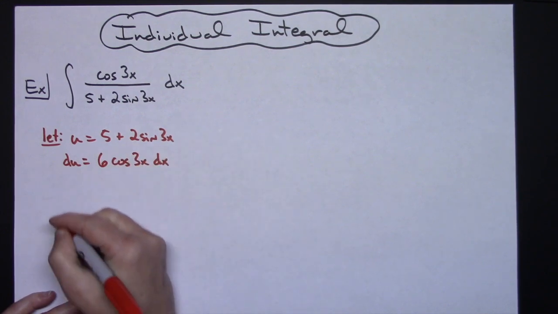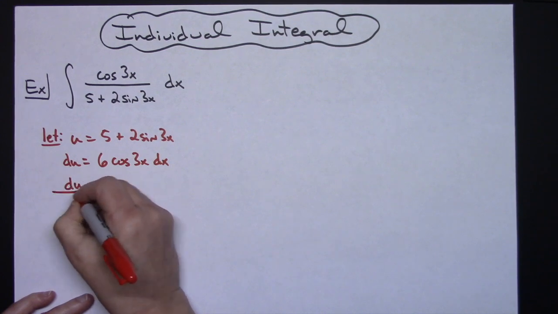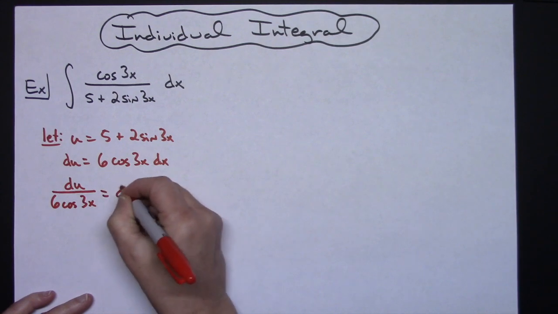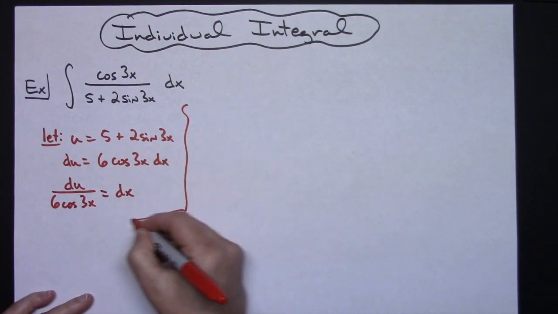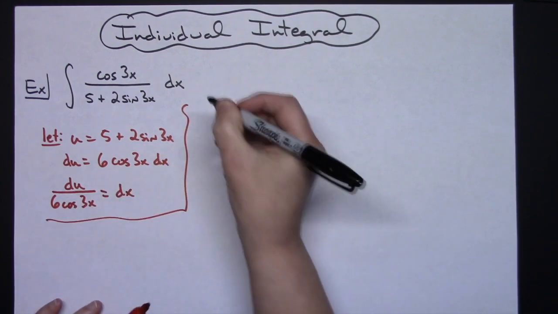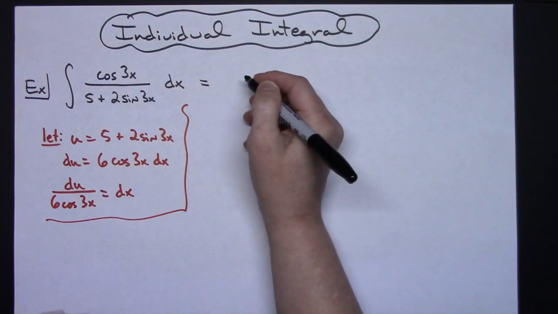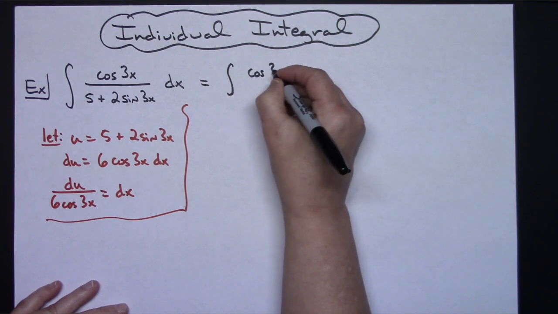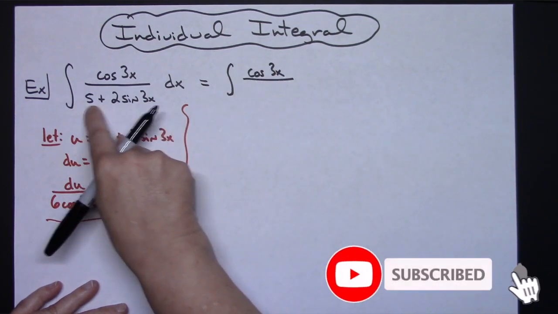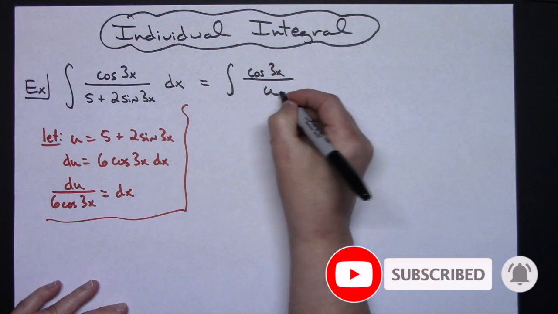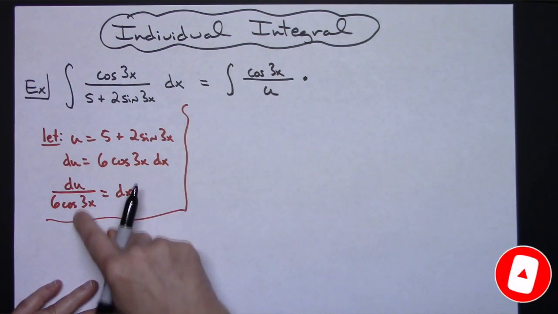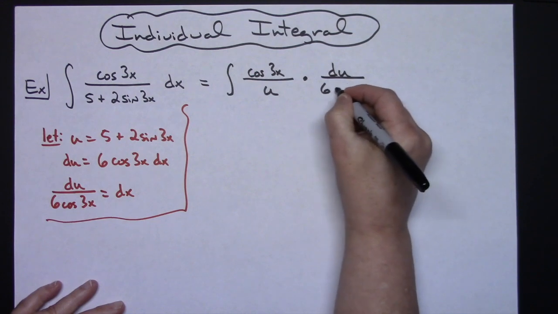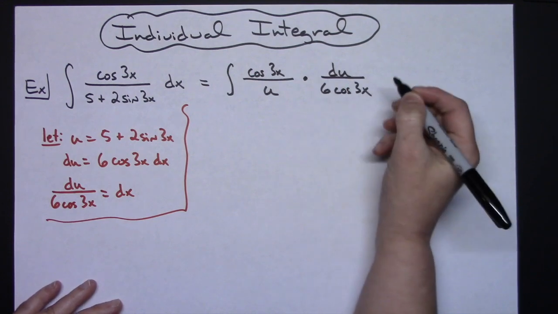And then I'm going to go ahead and solve for dx. So I'll have du over 6 cosine 3x equaling my dx. After we get done there, we will come back up here to our original problem and we'll do some substituting. So I'll have the integral of cosine of 3x in my numerator, replacing that denominator with u, and then replacing the dx with du over 6 cosine 3x.